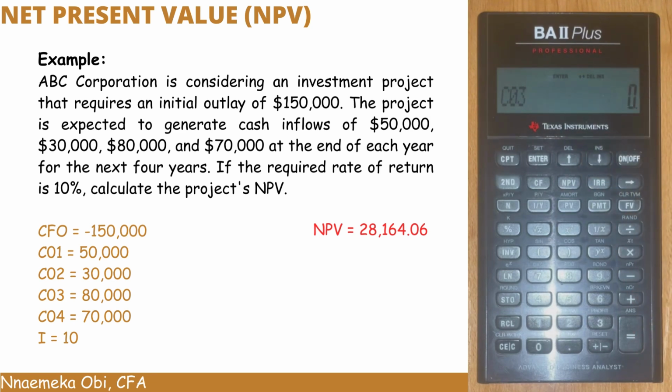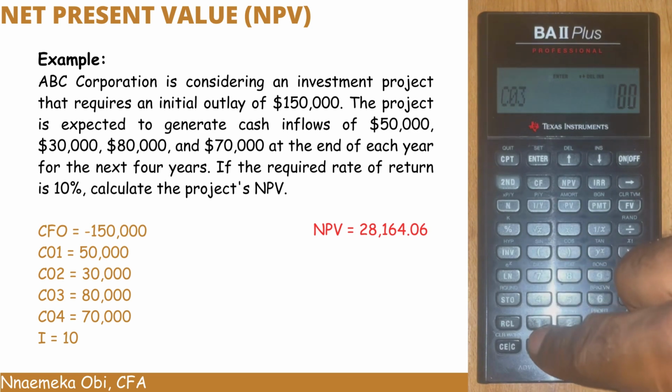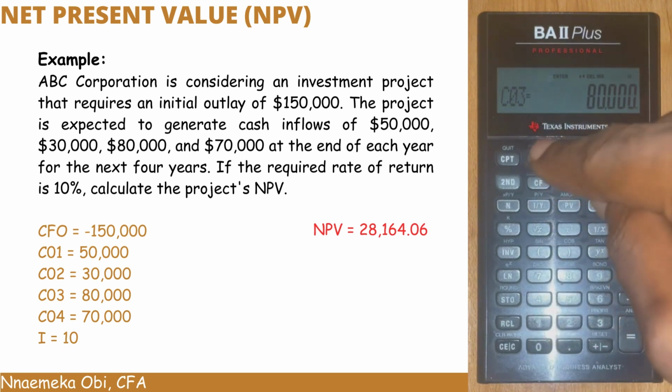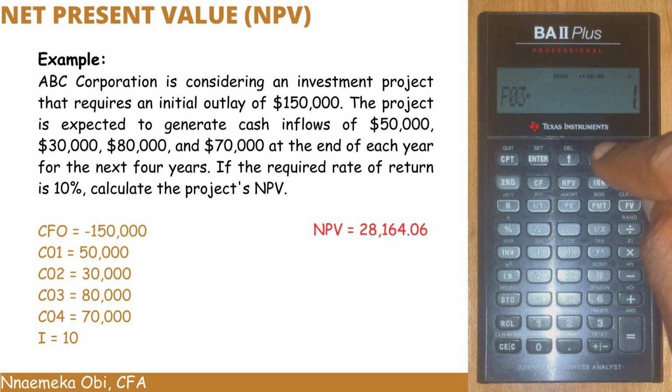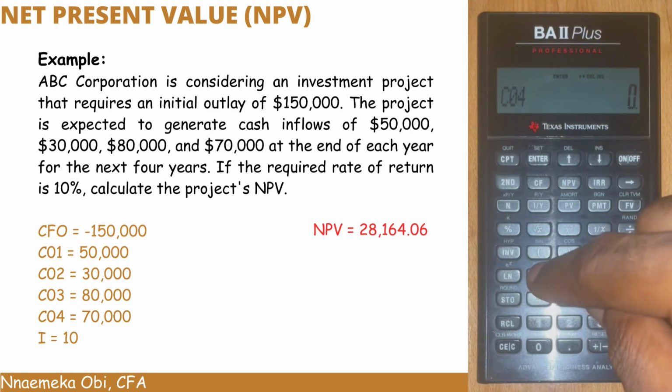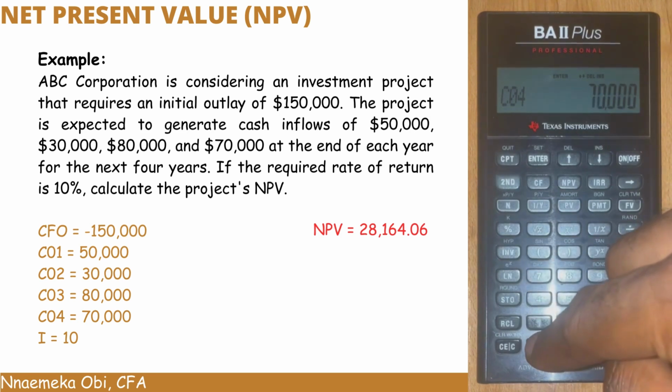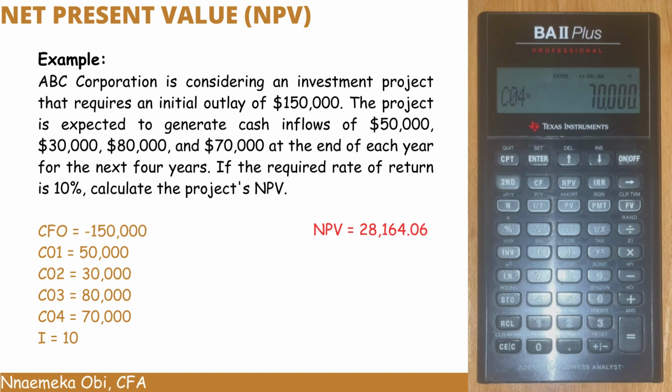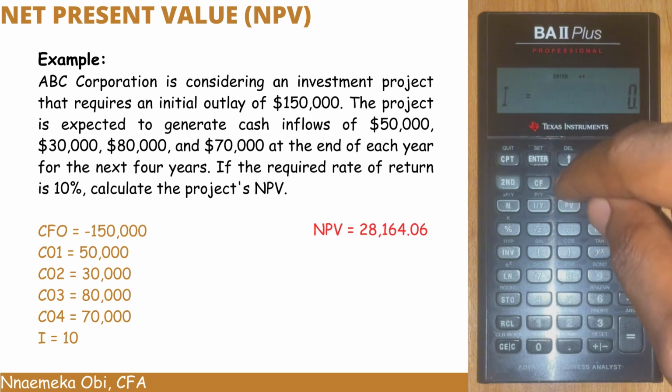We'll put the next cash flow, which is 80,000. So we press 80,000, we press enter. We'll press arrow down, we press arrow down again. We'll put the final cash flow, which is 70,000. So we'll press 70,000, we press enter. Okay, now once we are done putting in the cash flows, we are going to press the NPV button.